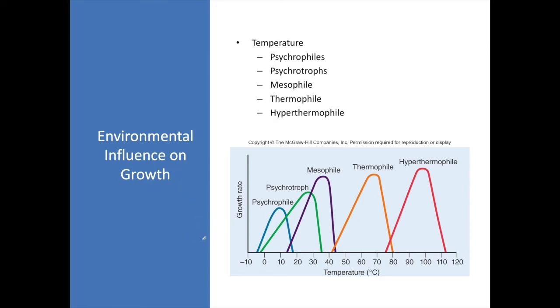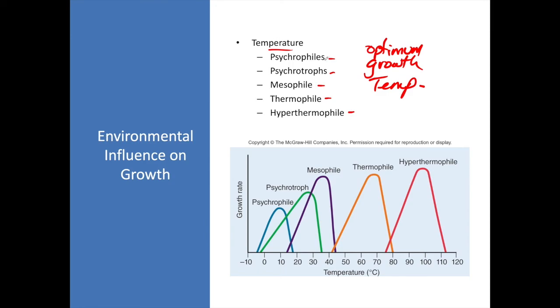Now, bacteria are also influenced by the environment. One of the primary environmental influences is going to be temperature. Throughout this course, you'll notice that microbiologists like to classify bacteria a bazillion different ways. When we classify them based on what's known as their optimum growth temperature, we come up with 5 different classes.